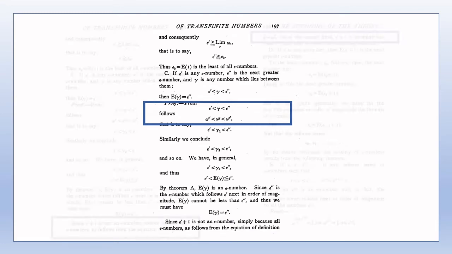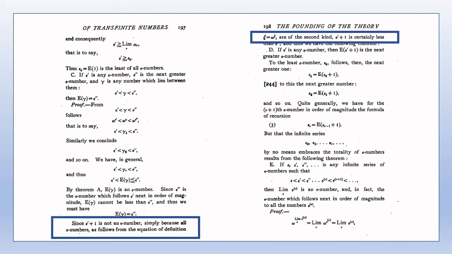That all epsilon numbers are of the second kind can be seen from their representation in product form. If ξ is an epsilon number, then ξ = ω^ξ, which, by Theorem H of section 19, is the form of a number of the second kind. Theorem D follows immediately from Theorem C.